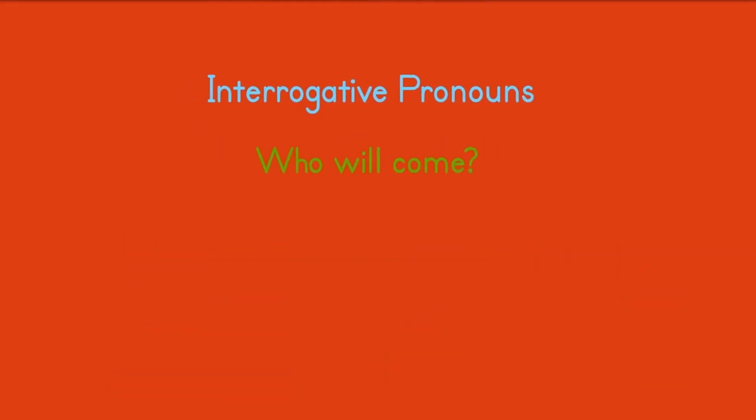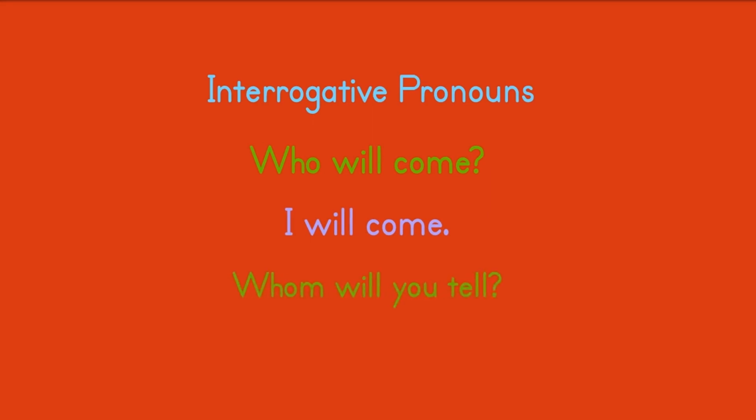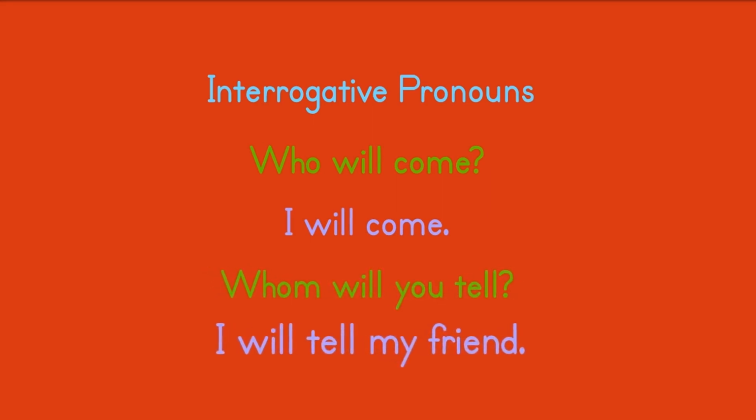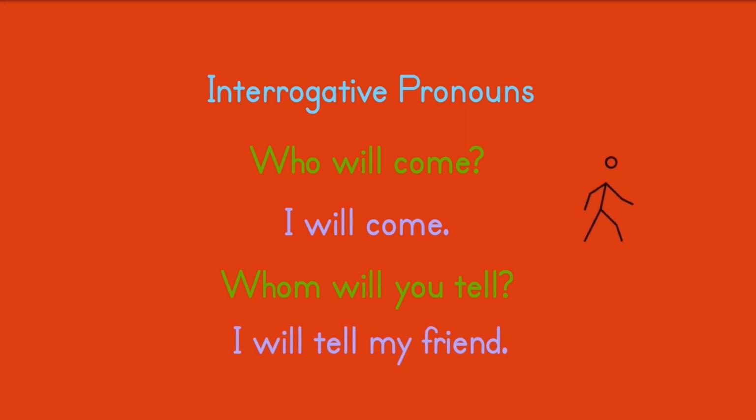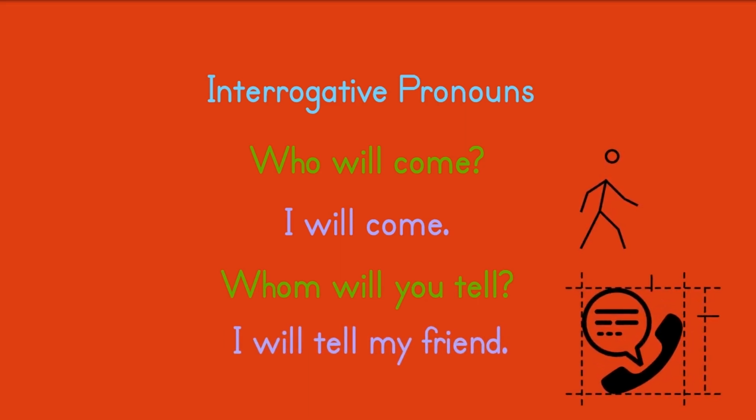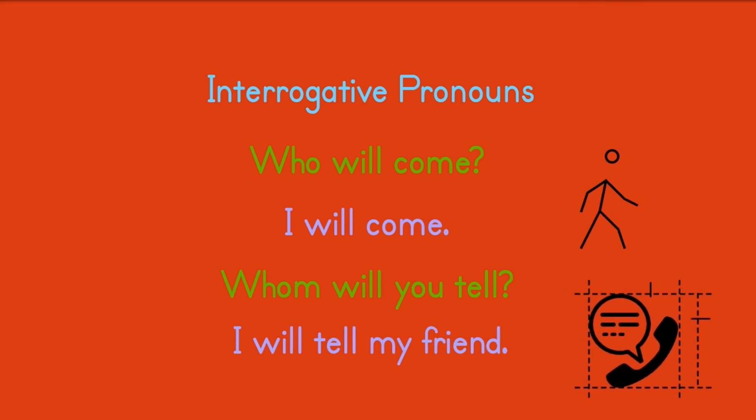Interrogative pronouns are pronouns that introduce questions, like who, whom, whose, what, and which. These are easily identifiable as they generally appear at the beginning of questions. Who and whom are often confused, but they can be distinguished by the fact that who replaces the subject of the sentence and whom replaces the object. In the first question, who will come, who replaces the subject pronoun, I, and in the second question, whom will you tell, whom replaces the object pronoun, my friend.